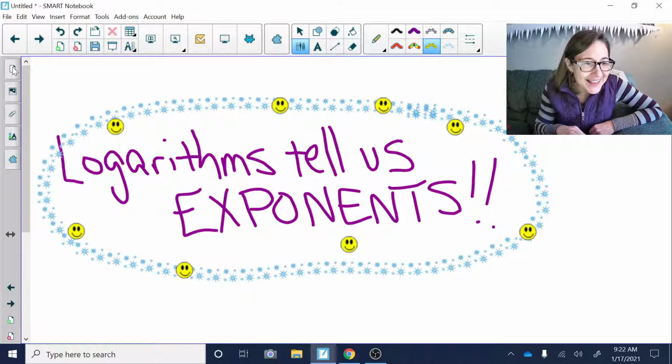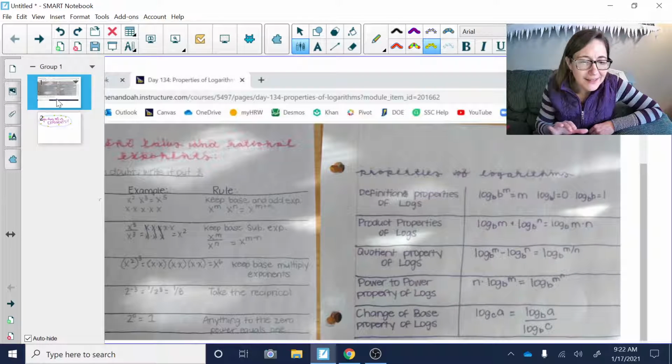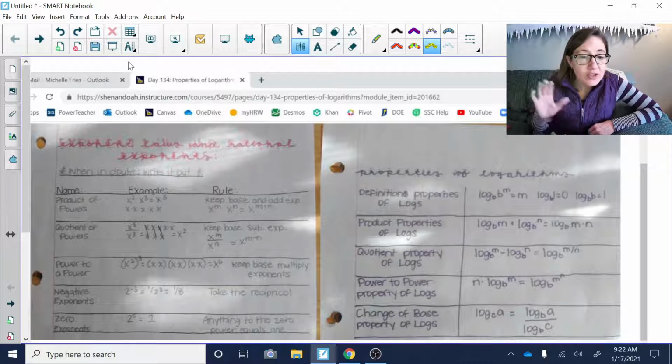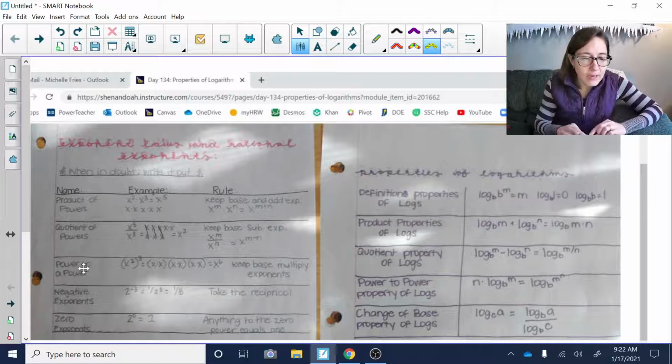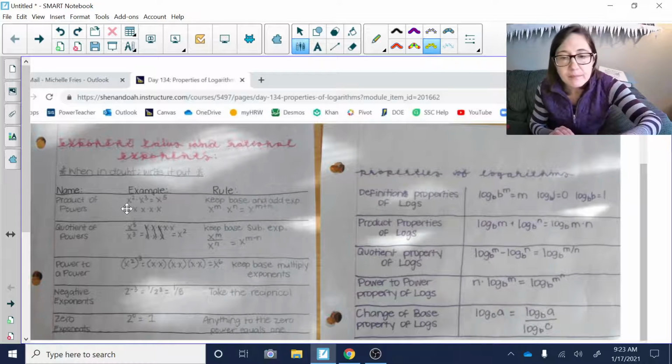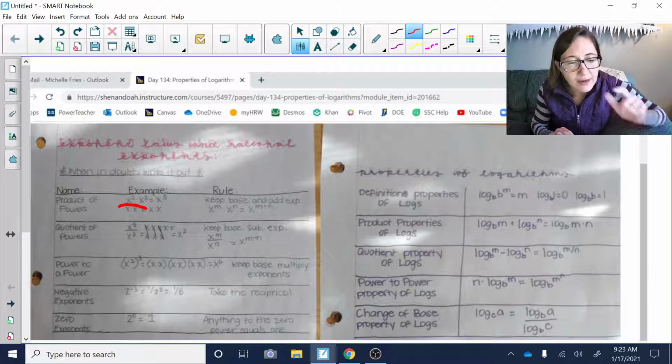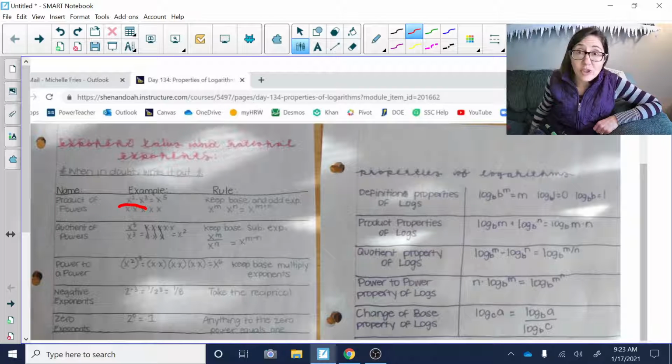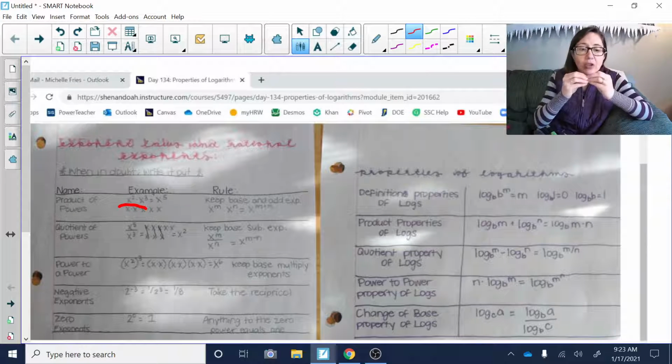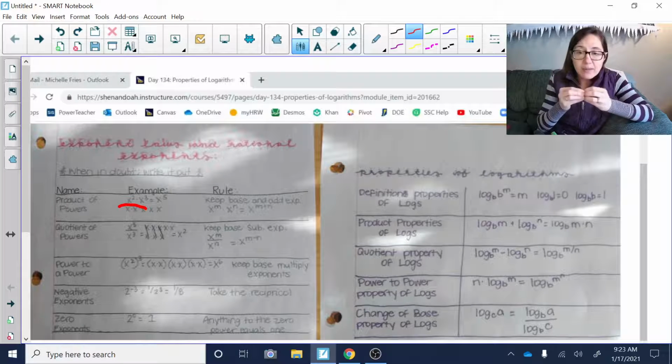So let me go back to my page of rules here. Okay. So first of all, let's look over here on the left where we have the product of powers rule for exponents. So if you recall, when you have a problem like this, like the x squared times x to the third, what you do is you keep that base and you add the exponents. Okay, so that was our rule for products. When you see multiplication, you keep that same base and you add the exponents.